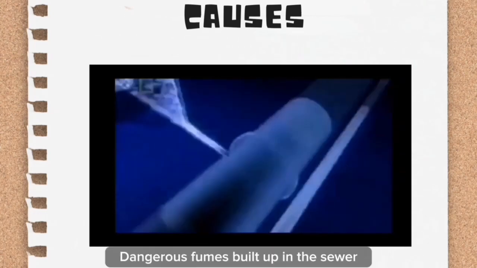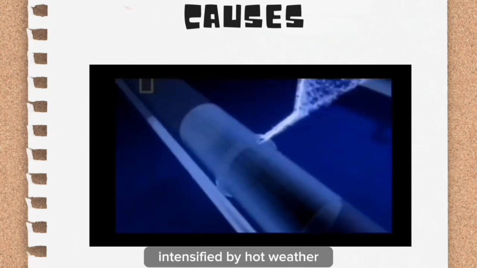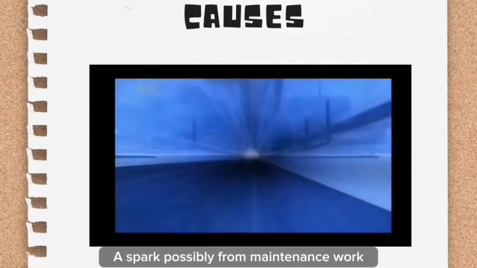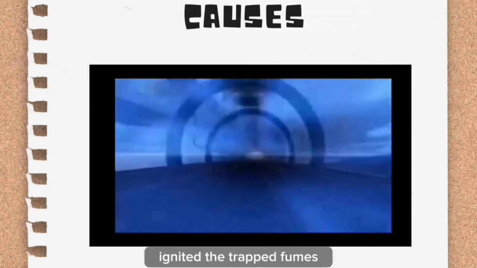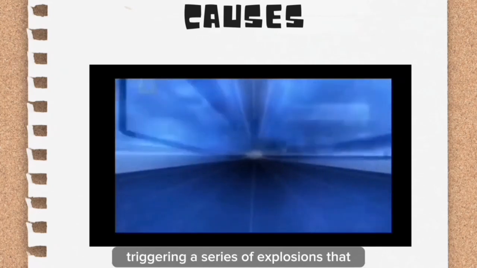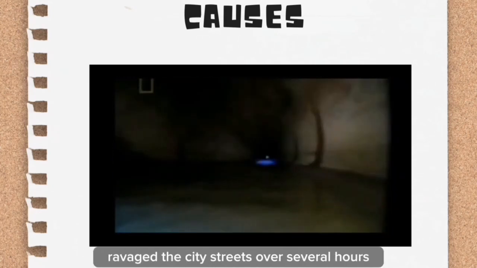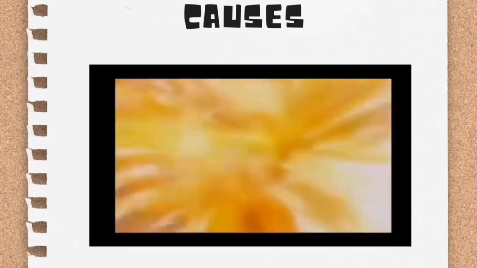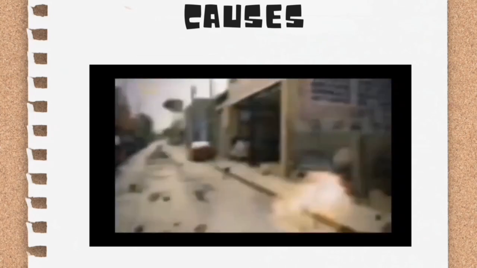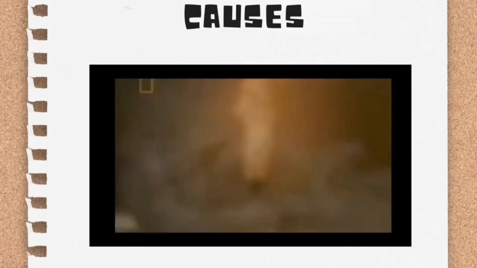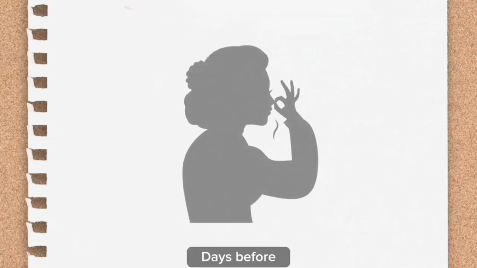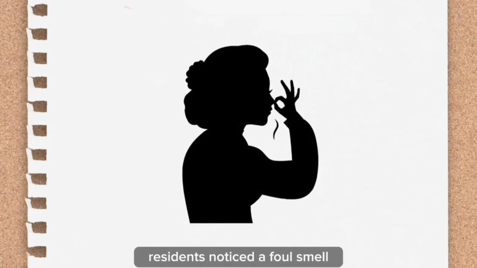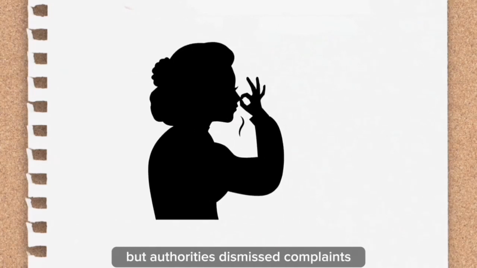Dangerous fumes built up in the sewer, intensified by hot weather. A spark, possibly from maintenance work, ignited the trapped fumes, triggering a series of explosions that ravaged the city streets over several hours. Days before, residents noticed a foul smell and experienced discomfort, but authorities dismissed complaints.